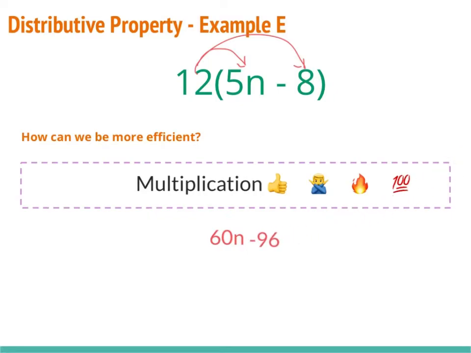That's a much more efficient way than writing out 5n, 5n, 5n, 5n 12 times, and negative 8, negative 8, negative 8 12 times, and adding them together. So multiplication is going to be the much more efficient way to do distributive property. So let's go ahead and have you try a couple on your own.